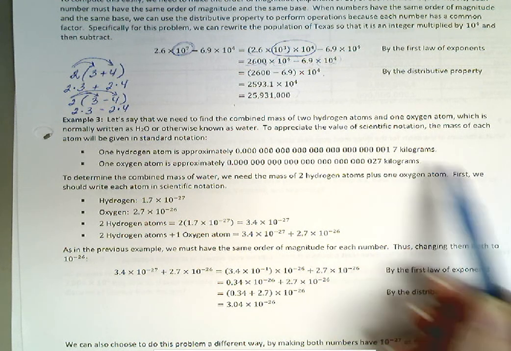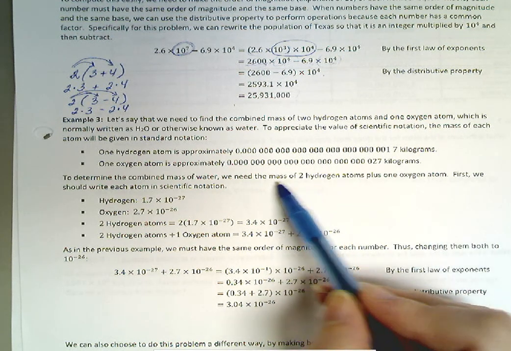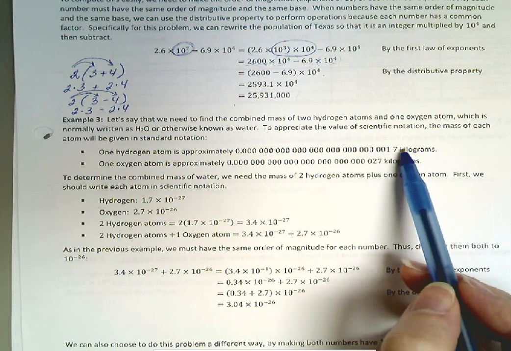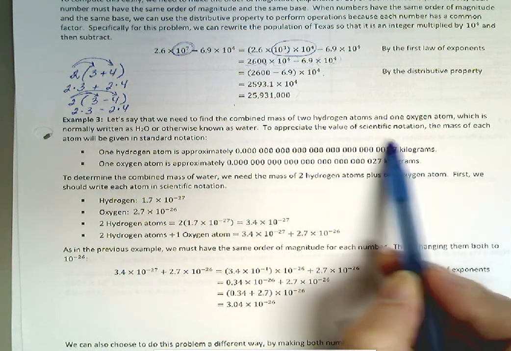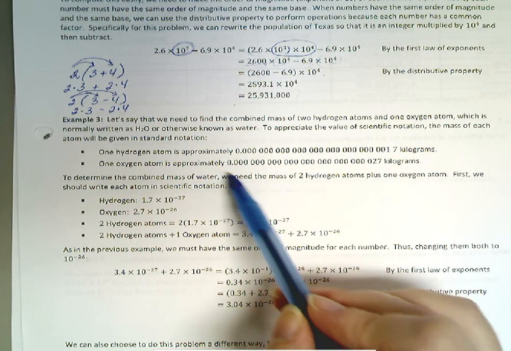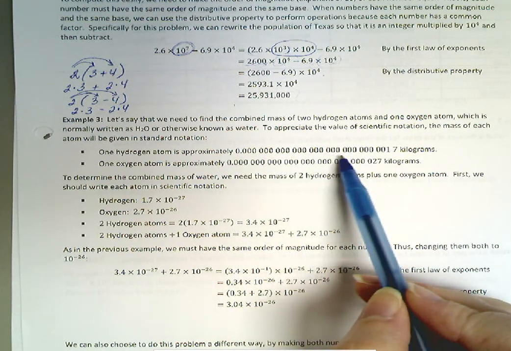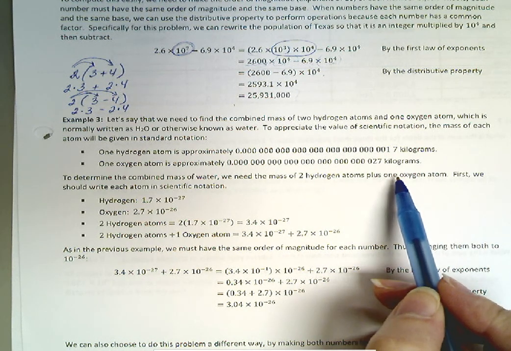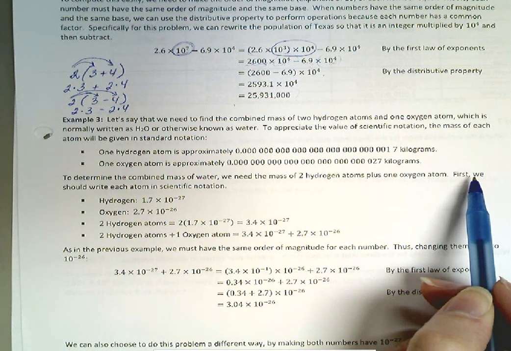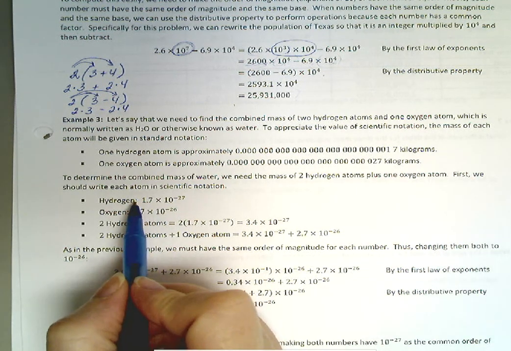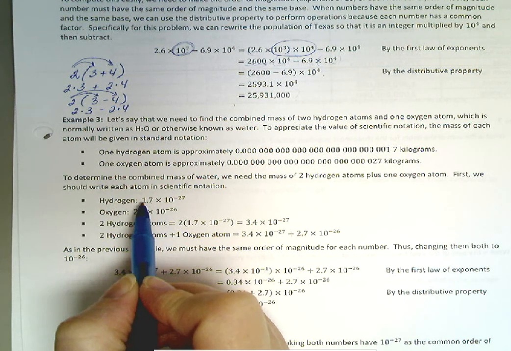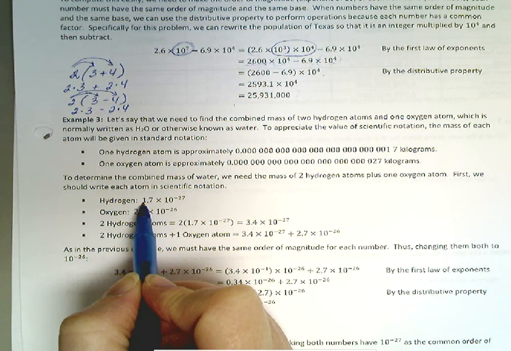To determine the combined mass of water, we need the mass of 2 hydrogen atoms and add 1 oxygen atom. Imagine if you had to do it by just multiplying this number by 2 and adding this number, it's going to be so much work, and you will definitely forget 1 or 2 zeros in between. So first, what we need to do to make it easier for ourselves is to write each number in scientific notation. So the hydrogen atom we can rewrite as 1.7, and again 1.7 is because the whole number has to be equal to or more than 1 and less than 10.